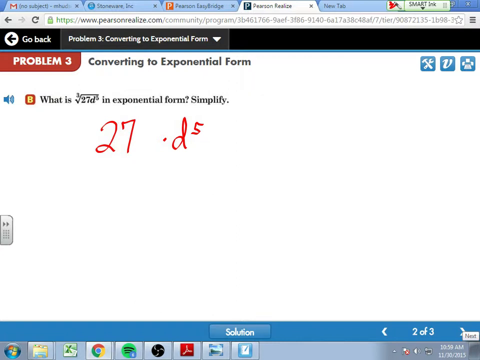So I'm just going to write this as 27 to the 3rd and d to the 5th to the 3rd, which I could have written better, but just to start, I'm just going to show that both of them are to the 3rd power.